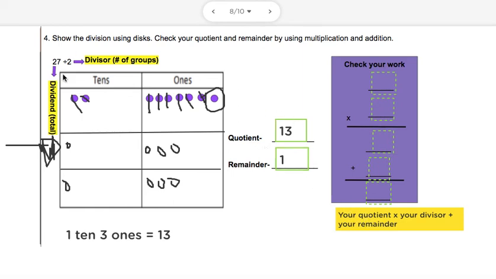So now we're going to go ahead and check our work. Our quotient times our divisor plus our remainder. What's my quotient? Good. 13 times, what's our divisor? 2. Good. And now we're multiplying 13 times 2. This is a tricky one, guys, so take your time. If you need to, pause the video. Good job. 26 plus our remainder. What's our remainder? Good. 1. What's 26 plus 1? 27. Fabulous job, you guys.